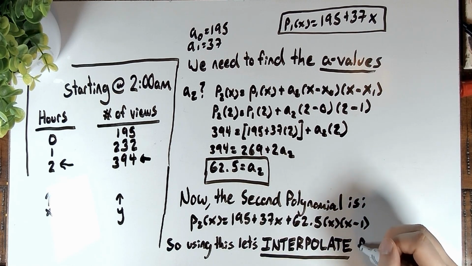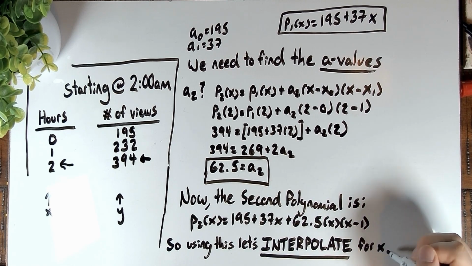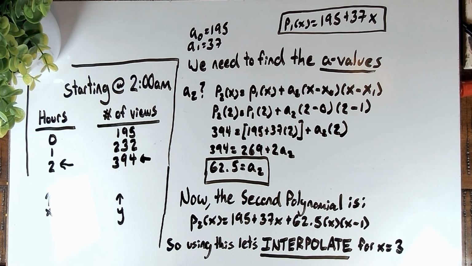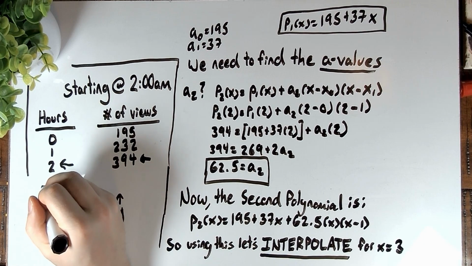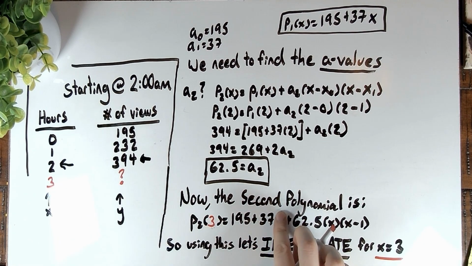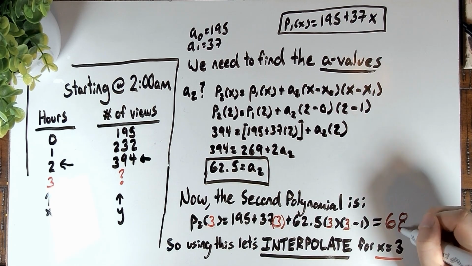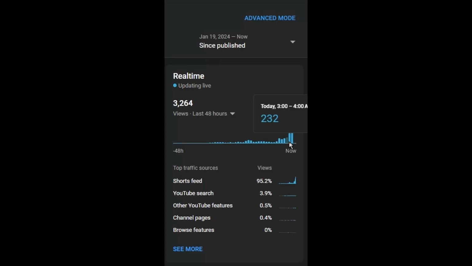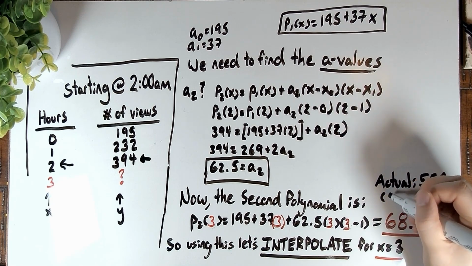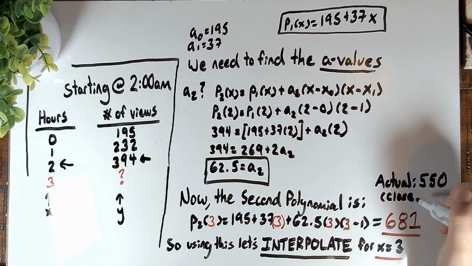Now you may ask what interpolating is. It is where you use a model built on past data to predict future behavior that hasn't happened yet, like predicting views. So at the third hour, which is at 6 a.m., the view count using this model is 681, and the actual view count was 550 at 6 a.m., which is only off by around 130 views, which is not bad considering it's only advanced by one level.